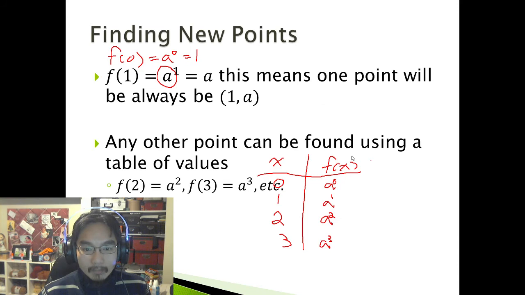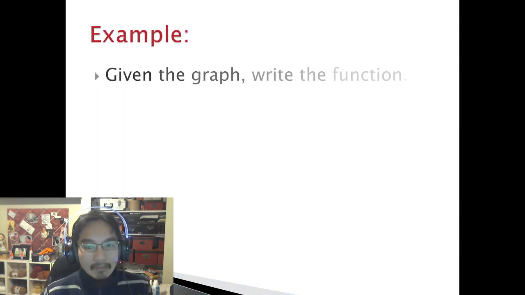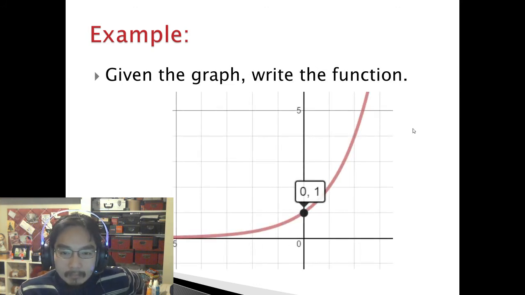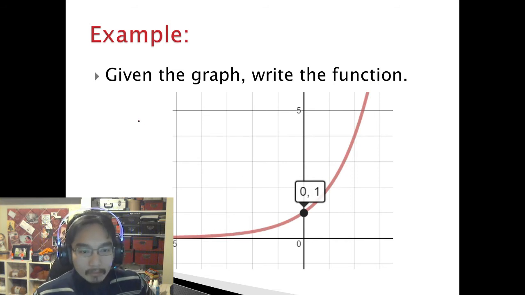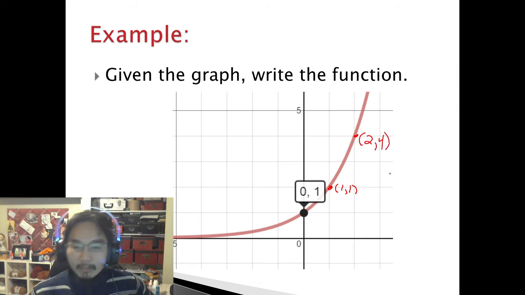Okay. Going back this way. Example. Here's another one. Given the graph of a function, write the function. So here we can use, again, a table of values. Oh, it doesn't need a table of values. It's right on here. So this point here is 1, 1. This point here is 2, 4. I think this is enough information to find out what our function is.